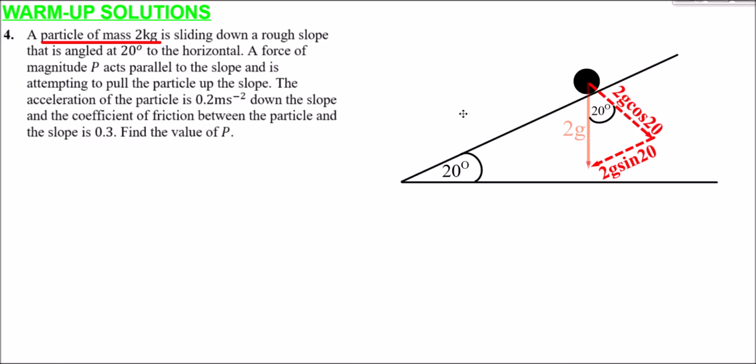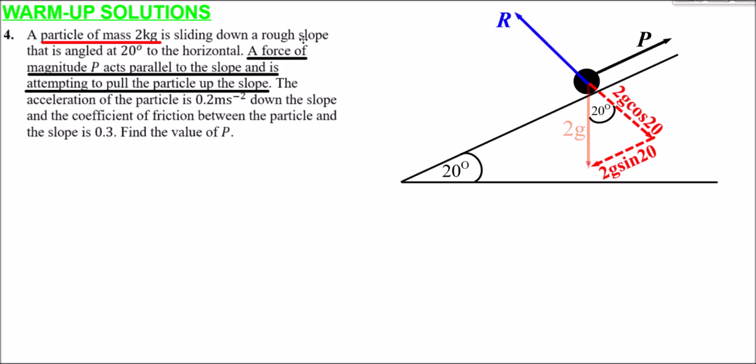So we need to add a bit more information into this diagram of ours. We're told a force of magnitude P is acting parallel to the slope and is attempting to pull the object up the slope. So this force P is acting in this direction, going upwards. So P is acting like this. However, we're also told about this slope that it's rough. Before I come to that though, there's also going to be a reaction force which is acting perpendicular and away from the slope. So R is acting perpendicular away and is going to be opposite to this 2g cos 20, of course. I'm going to mention more about this in just a moment.